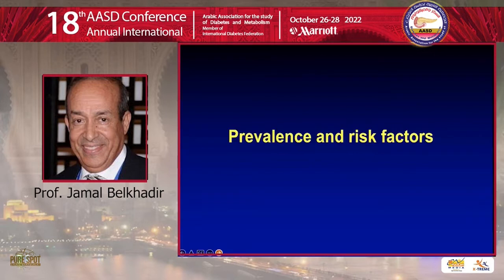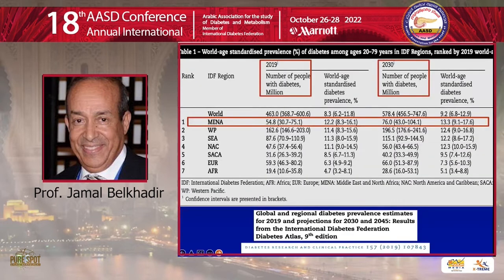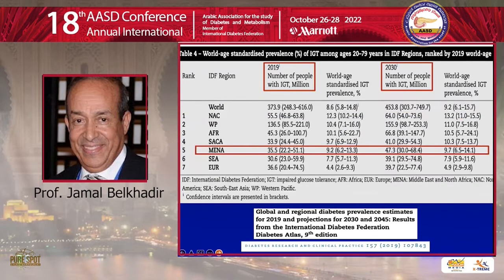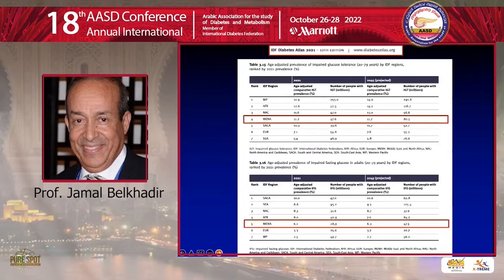What about prevalence and risk factors? As it was announced by IDF and different international studies, the prevalence of diabetes and pre-diabetes is increasing highly in the MENA region, with WHO results and in the Atlas IDF in 2019, 9th edition, and also in Atlas IDF 2021 in different countries.